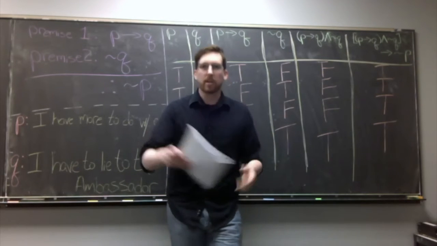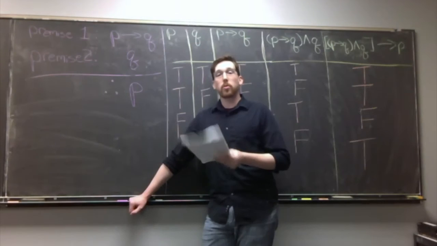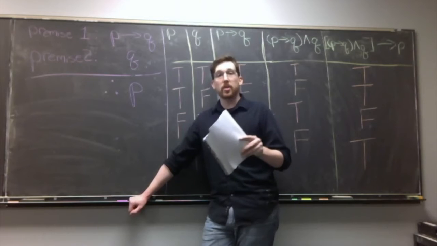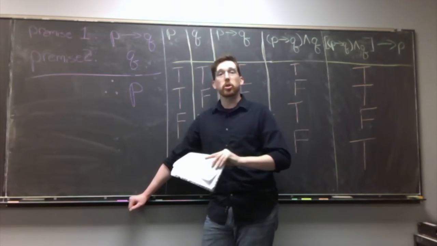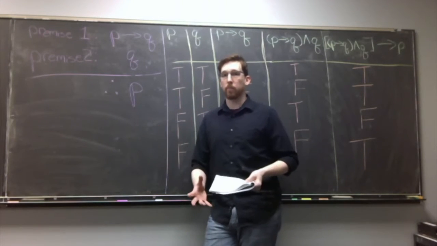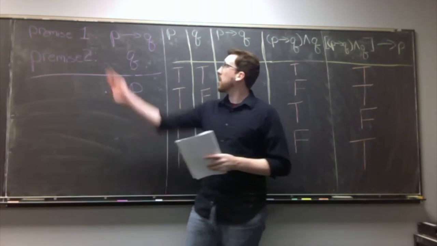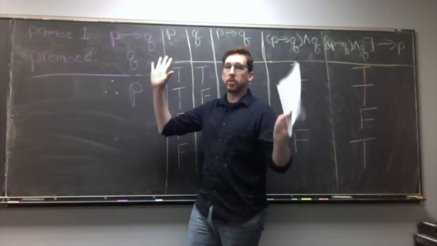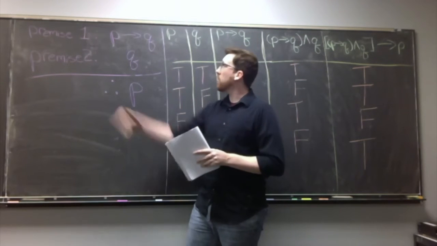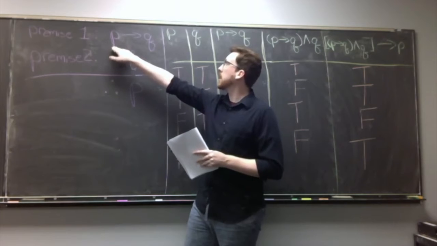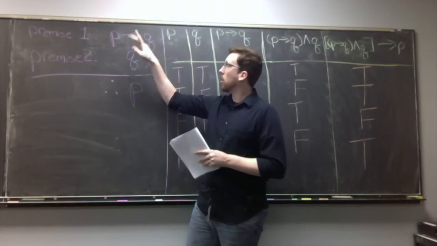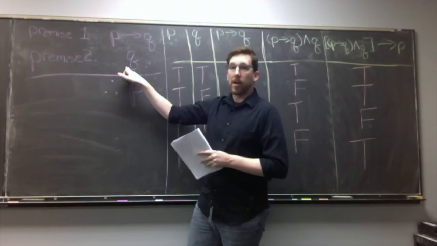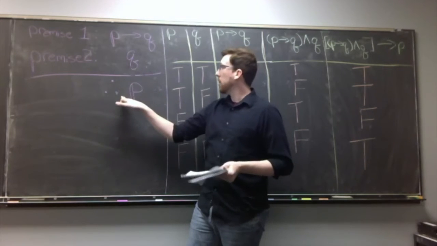Let's move on to the next example. You'll notice with this second example, instead of using a concrete argument, I'm using just the structure of an argument. So we're saying that we have two particular statements, P and Q, whatever those statements are. The first premise of the argument is P implies Q. The second premise of the argument is just Q. And the conclusion of the argument is therefore P.